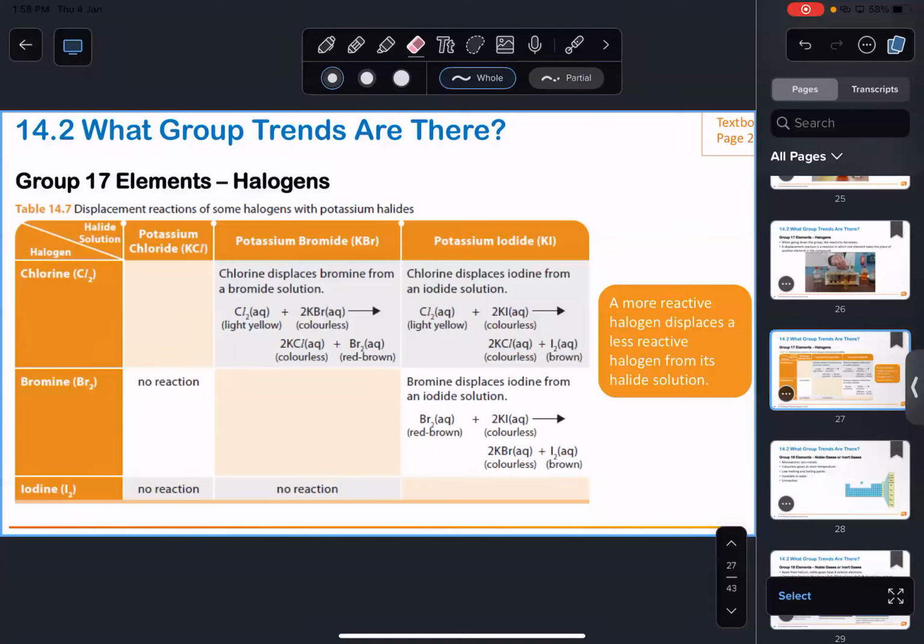Then if you look at the formula, it's exactly the same. The way to balance is the same because the formula that we write for the halogen is all the same: Cl2, Br2, I2. Therefore, when we write the balanced equation, it looks exactly the same. However, what is the main difference here? It's the color. Why is color important for us?